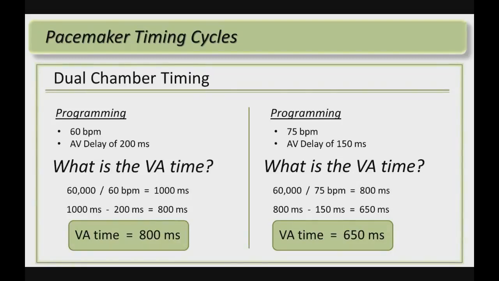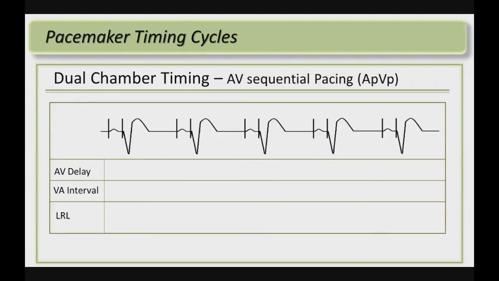Remember, there are 4 patterns to dual chamber pacing, so let's look at how these timers function in each of those patterns. AV sequential pacing, or A pace, V pace. First, we see an atrial pace. With this atrial pace, we start our AV delay. The AV delay times out, and therefore we pace the ventricle, which starts our other 2 timers. The VA timer tells us how long after a ventricular pace until we need to pace in our atrium again. With the ventricular pace, we also start our lower rate limit.